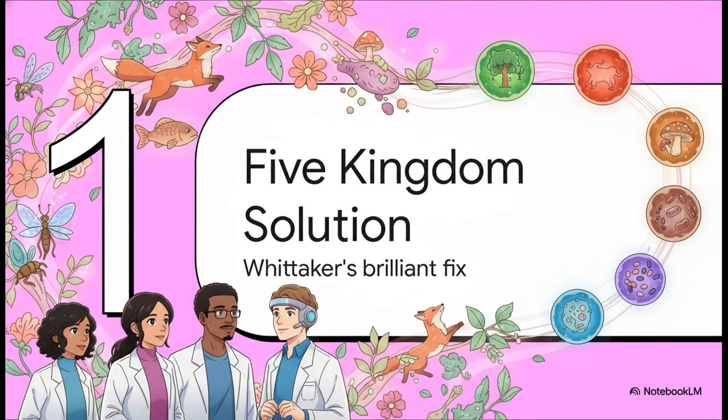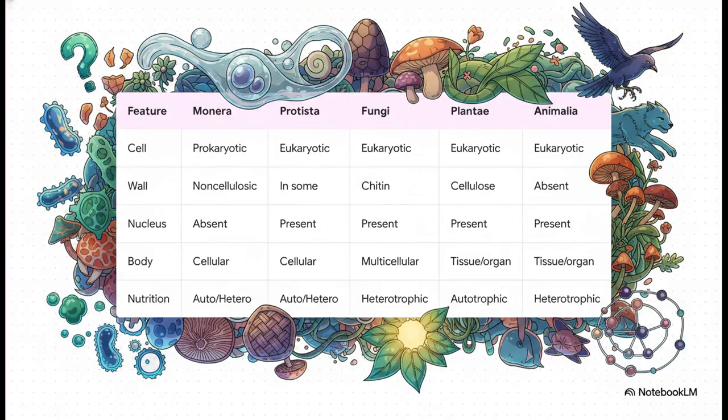Let's jump into Section 1, the five-kingdom solution. In 1969, R.H. Whittaker realized he had to look way beyond just plants versus animals to solve this sorting problem. What you're looking at right here is your master cheat sheet. Whittaker built this brilliant matrix to logically place absolutely every living thing into a specific kingdom: Monera, Protista, fungi, Plantae, or Animalia. And he did it by asking five fundamental questions.